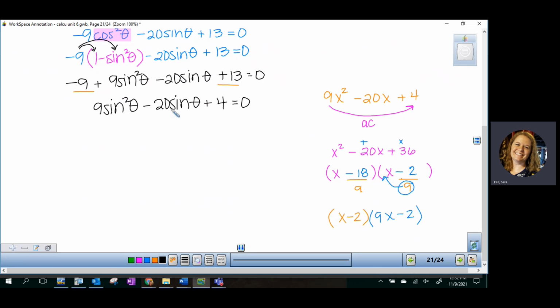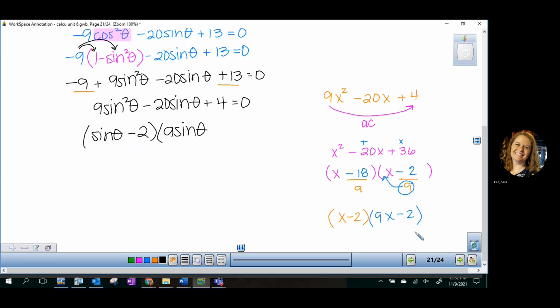And you can substitute the sine of theta back in for x. So it's sine of theta minus 2, and it's 9 sine of theta minus 2. Okay, if you needed to check that, you could do FOIL. Sine times 9 sine would be 9 sine squared. Sine times -2 would be -18, which would add to -20, and then that would be +4. It works out.